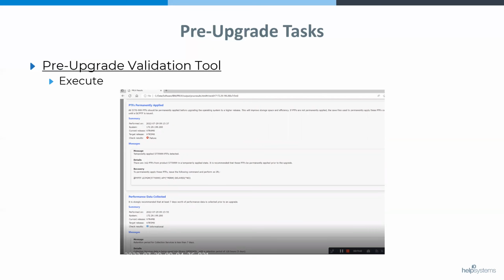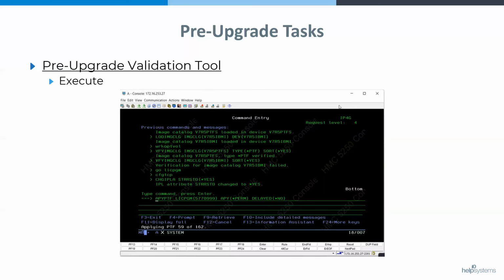So copy the apply PTF command, paste that to the command line, and I executed the apply PTF command and re-executed the pre-upgrade validation tool, and at that point, that red went to green, so everything was good.